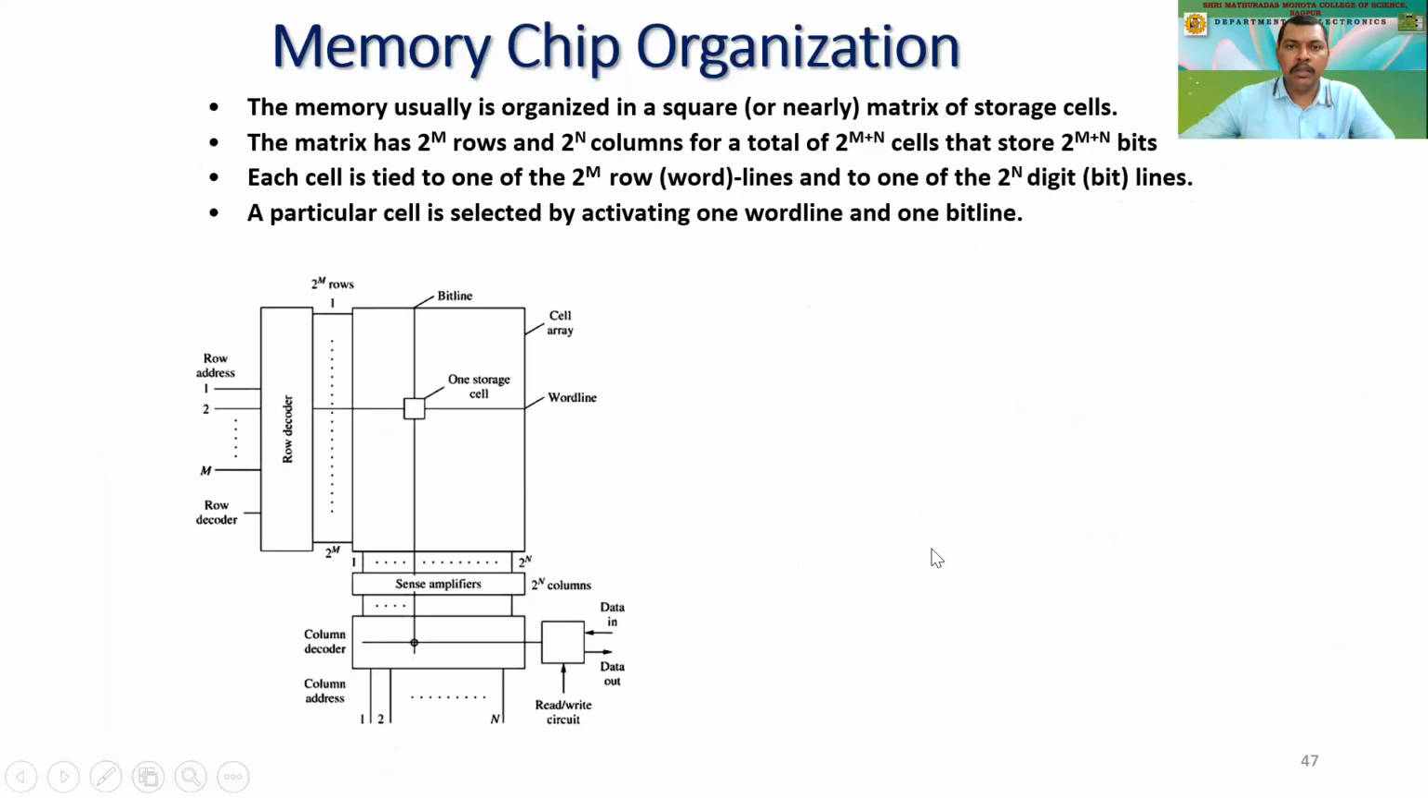So in a memory, what it actually is. So memory looks like this. The memory usually is organized in a square or nearly square matrix of storage cells. The matrix has 2 raised to power m rows. So we are having the rows like this. So we are having 2 raised to power m rows and 2 raised to power n columns for a total of 2 raised to power m plus n cells. So just imagine that we store around 2 raised to power m plus n bits.